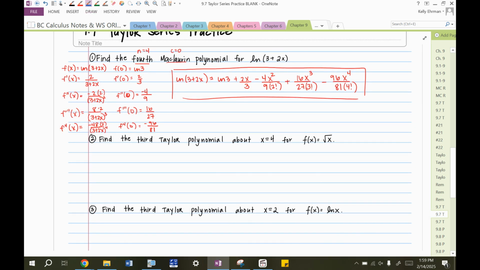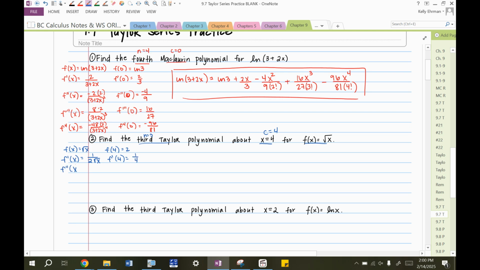Okay. Find the third Taylor polynomial about x equals 4 for this function. So this is our c, n is 3, so we have to get out to 3 derivatives. So f of x is radical x. We're going to evaluate f of x at 4, and we get 2. I feel like we just did this one in a previous worksheet. F prime of x, it's good to practice again though. F prime of x is 1/2 x to the negative 1/2. F prime of 4 is 1 over 2 times 2.